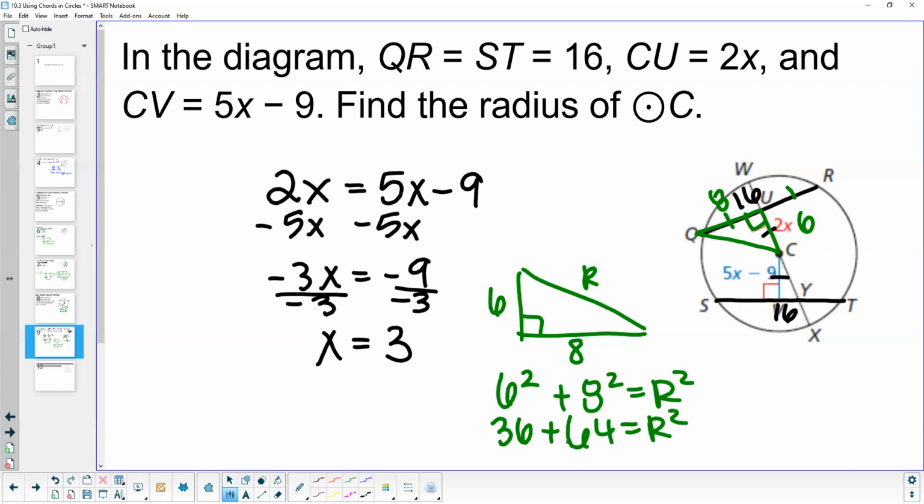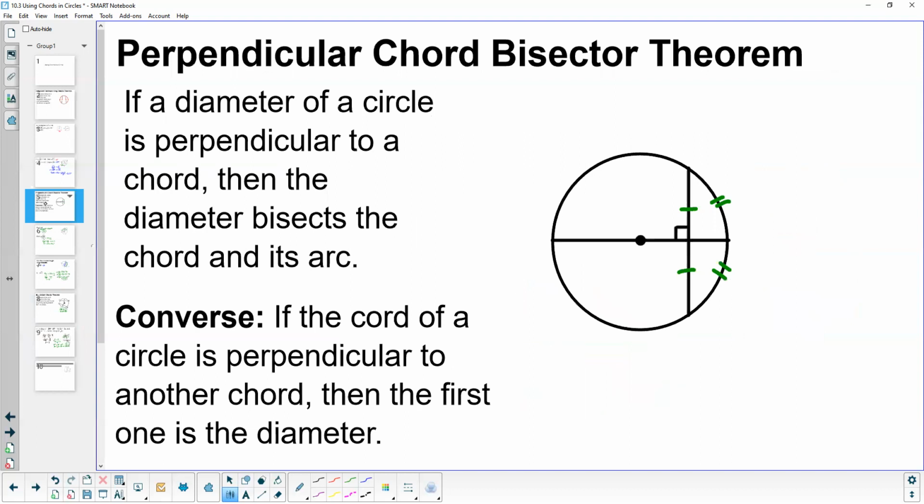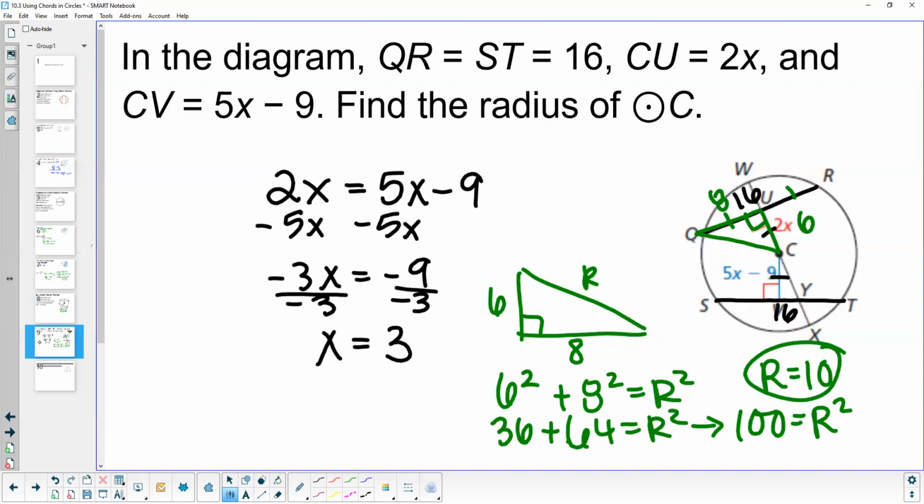Well, 36 plus 64 is 100. So 100 equals r squared, meaning our radius is going to be 10. Okay, so this was a little bit more of a complex problem, but what we did is we used that theorem that we talked about previously, that equidistant chords theorem, as well as our perpendicular chord bisector theorem to figure out what that radius is.